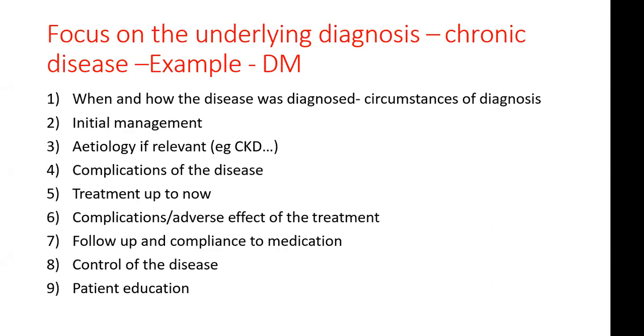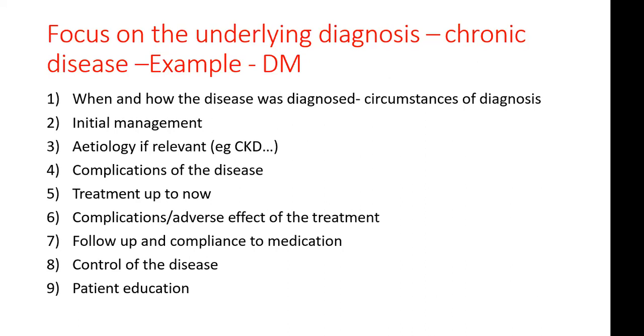Then what initial management was given? Okay. In the case of diabetes, what medication was started? Was the patient given lifestyle advice? Initial management. Etiology may be relevant to some chronic diseases. For example, something like chronic kidney disease. Right? Not for all. Then diabetes for etiology, right? So, etiology, if relevant.